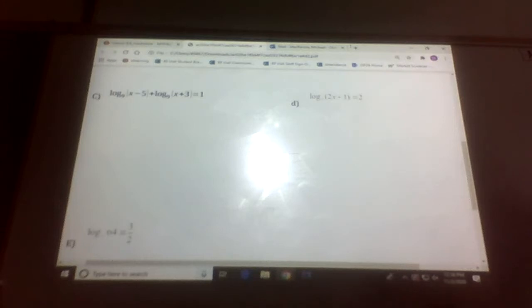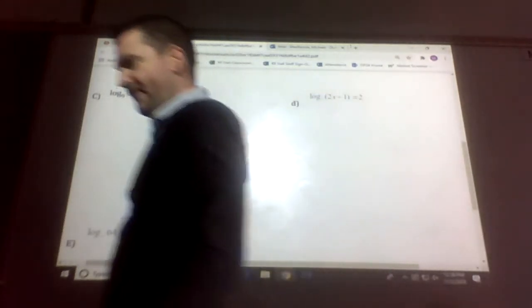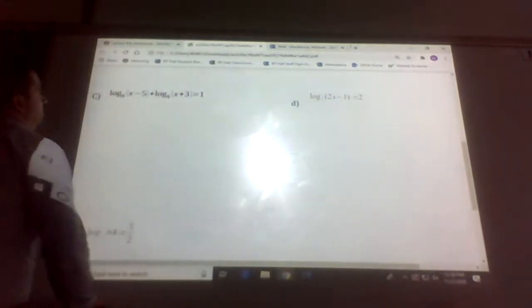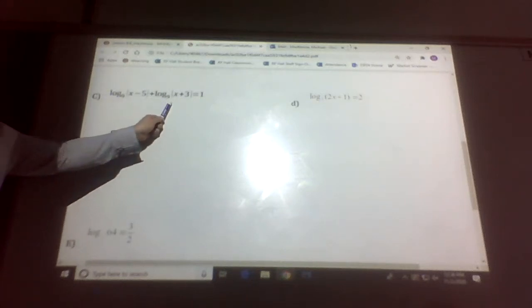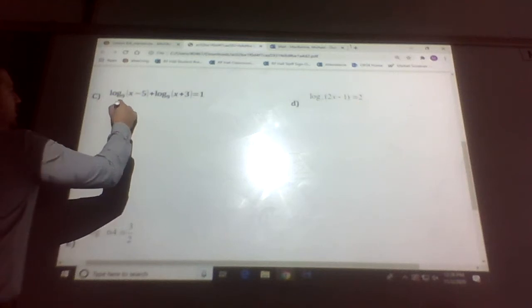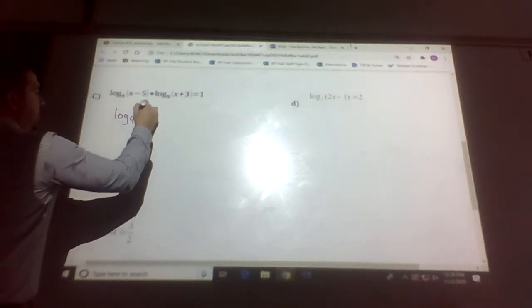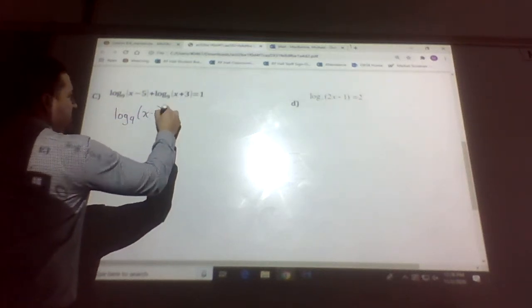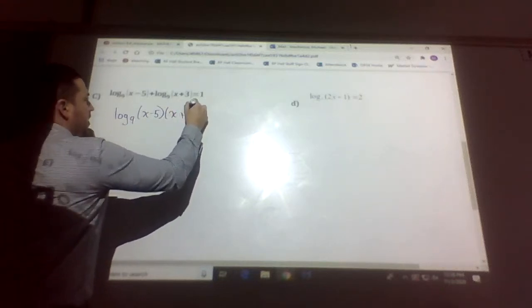Okay, C. Okay, so again, same base, we have base 9. We're adding, so we're going to multiply these two brackets. So we get log base 9 of x minus 5 times x plus 3.